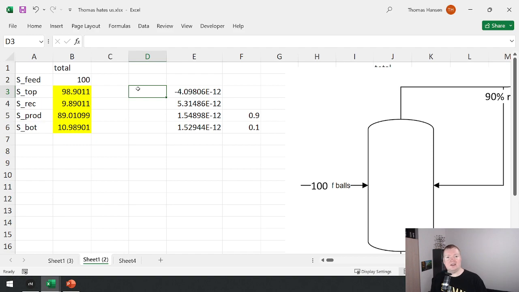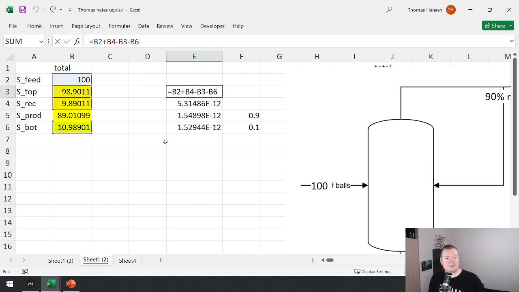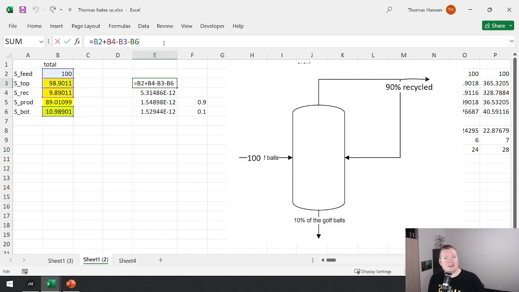Let me just check, is this my system balance? I might actually have done it for, yeah, so this is for my tower, so for this box in the middle, and I say stream 1 and stream recycle go into this, so B2 and B4, minus the two streams exiting, that one and this one, so that would be my top stream and my bottom stream. So this was my tower balance. The next one here is my recycler balance.